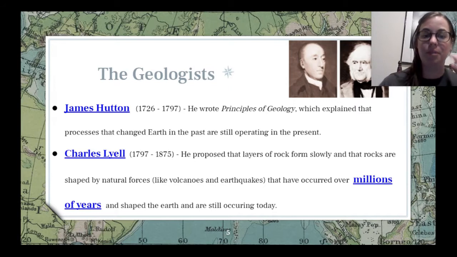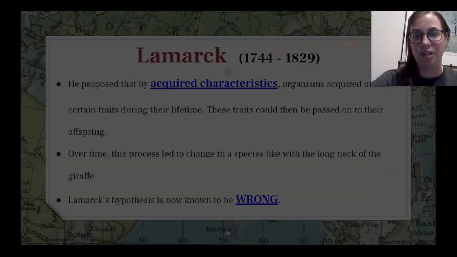James Hutton wrote The Principles of Geology and explained that the processes that changed the Earth in the past, the volcanoes, the magma flow, are still operating in the present. Charles Lyell proposed that the layers of rock form slowly and that rocks are shaped by natural forces like volcanoes or earthquakes that have occurred over millions of years, and that shaped the Earth and is still occurring today. So, our geologists taught us that the Earth is changing. Our environments are changing slowly, and still are changing.